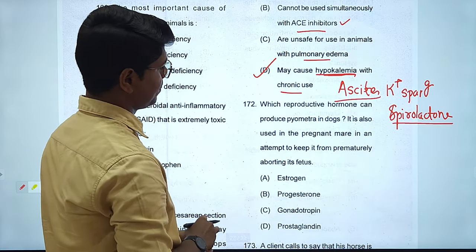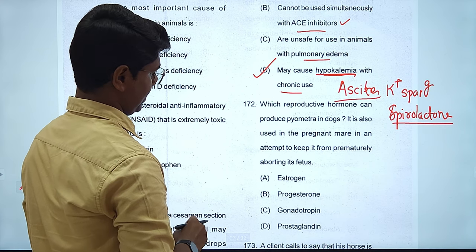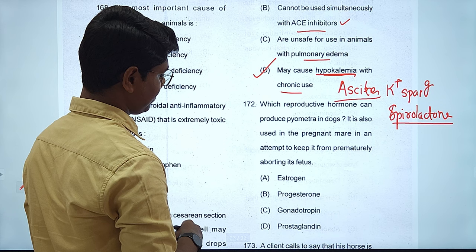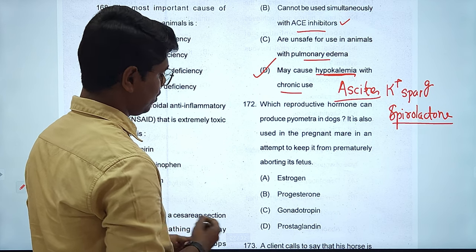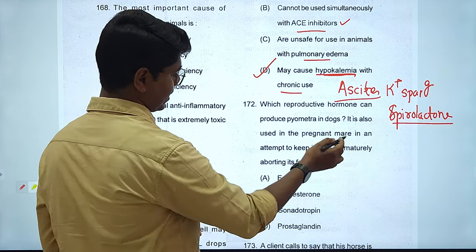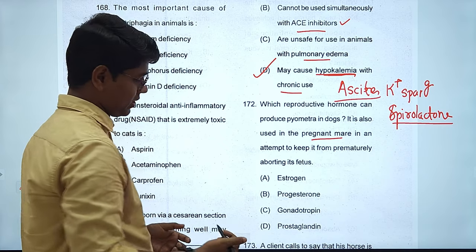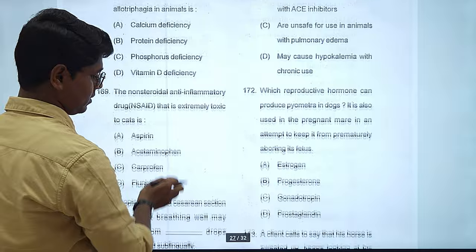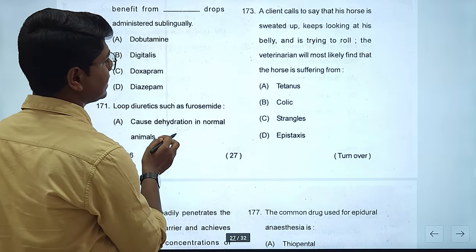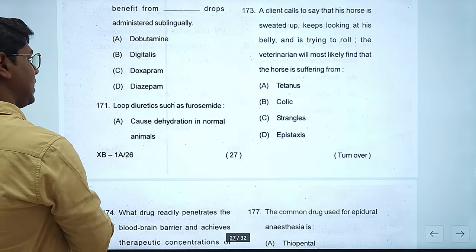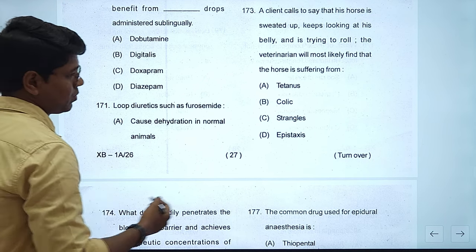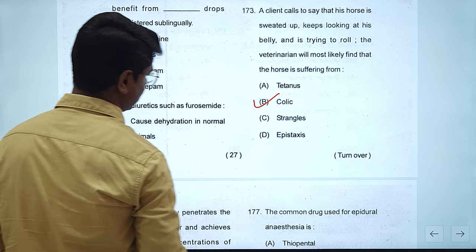Next question, which reproductive hormone can produce pyometra in dogs? It is also used in the pregnant mare in an attempt to keep it from prematurely aborting. You know, in case of pregnant mare, they are deficient in progesterone. So the answer is progesterone. A client calls to say that his horse is sweating, keeps looking at his belly and trying to kick, very characteristic of colic, pain. The answer is colic.